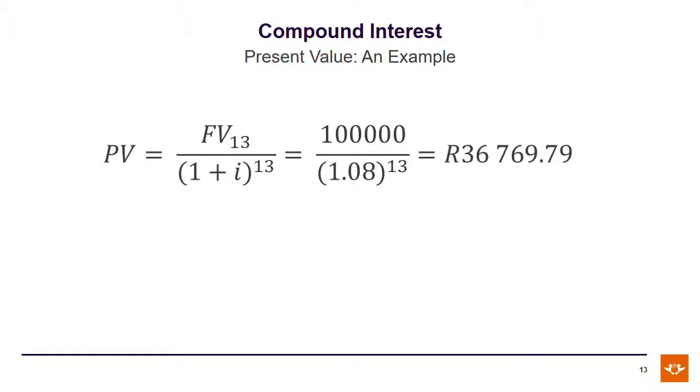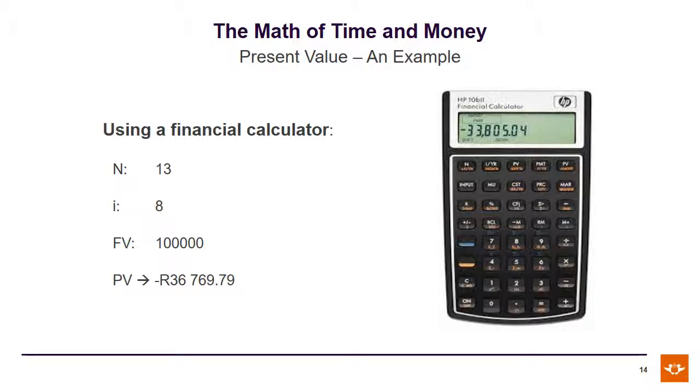Now, using our financial calculator, we enter 13 for N, 8 for I/Y, 100,000 for the future value. We end up with a present value of 36,769 Rand and 79 cents.